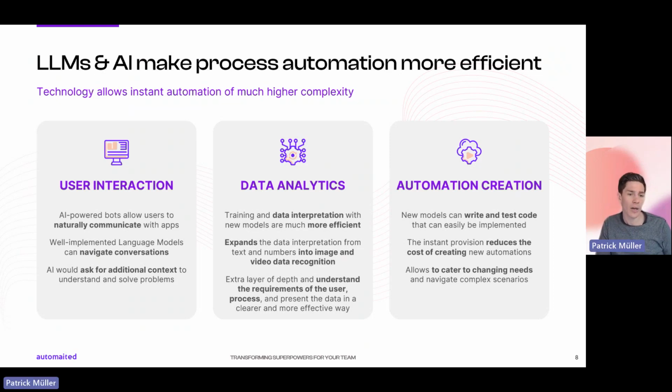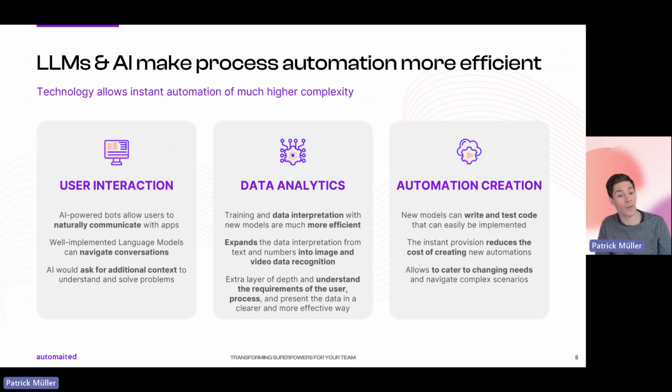The first area is about the user interaction, right? So as mentioned before, the current language models are very easy to interact with. They're very human-like. They give good answers. It's easy to have conversations. So those AI-powered bots allow users to communicate very naturally, right? So there's companies that have implemented chat features to build code or also build automations, which is easy to talk to. But you can also train a model, right?